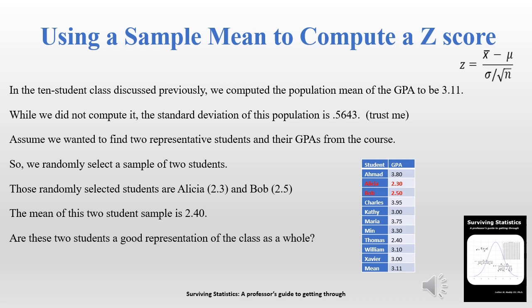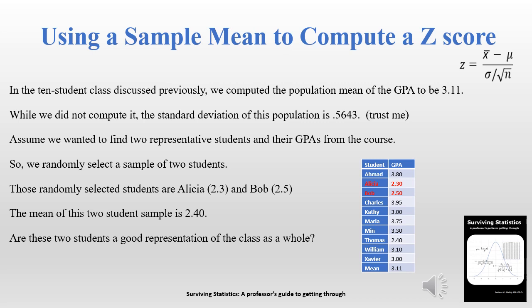Remember, that is key in order to use z-scores for a sample mean. We didn't compute it on screen, but the standard deviation is 0.5643. So what we want to find out here, since we know the population mean, is we're going to select 2 students at random, and we're going to see if the mean of those 2 students accurately represents the population.